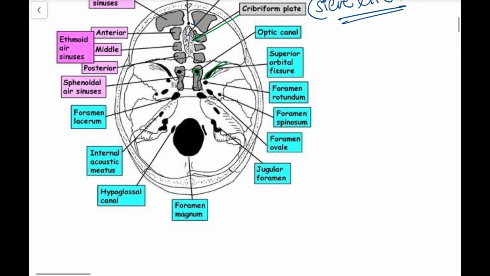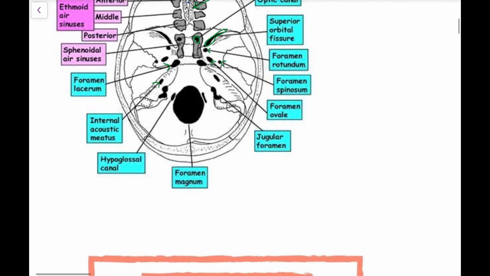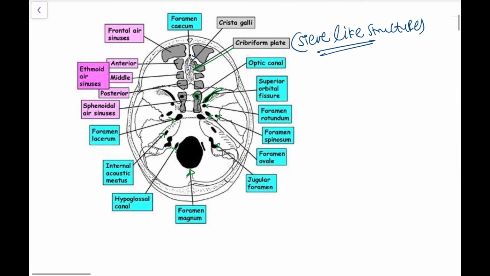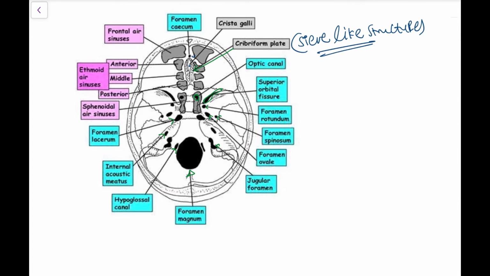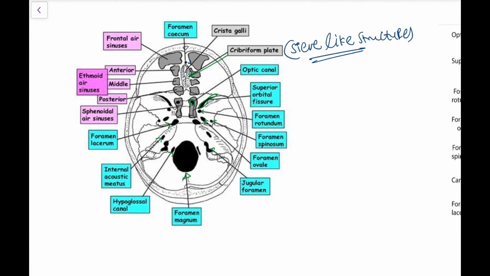Now here is the foramen rotundum, this is foramen spinosum, this is foramen ovale, then this is foramen lacerum, this is internal acoustic meatus, then hypoglossal canal, then this is jugular foramen, and this is foramen magnum. So these are all the foramina of the skull. You should remember this because it is very important. Questions have been asked from this topic about which structures pass through which foramina.